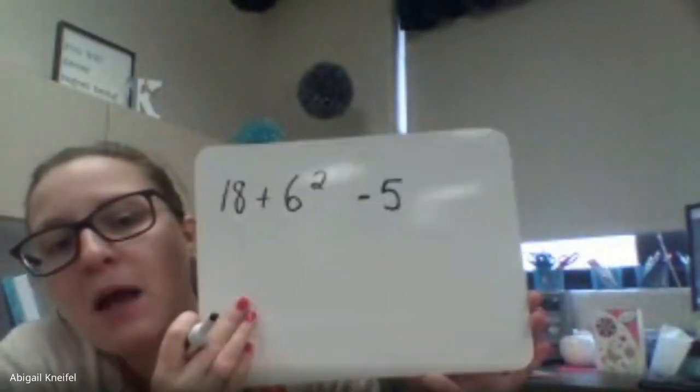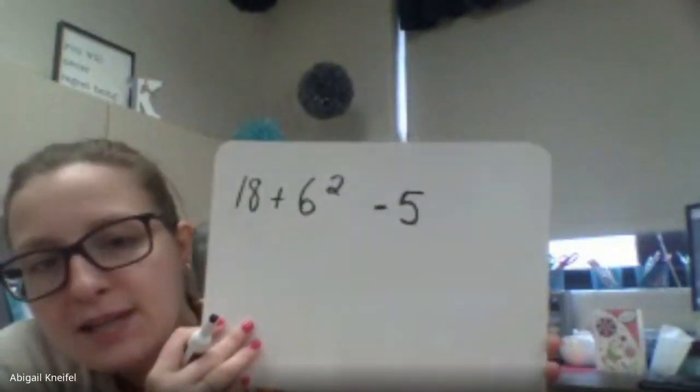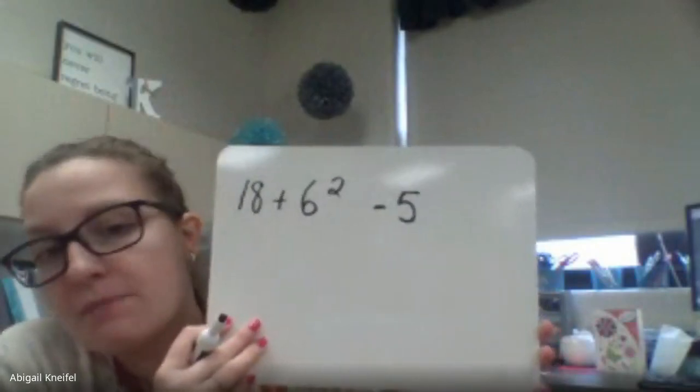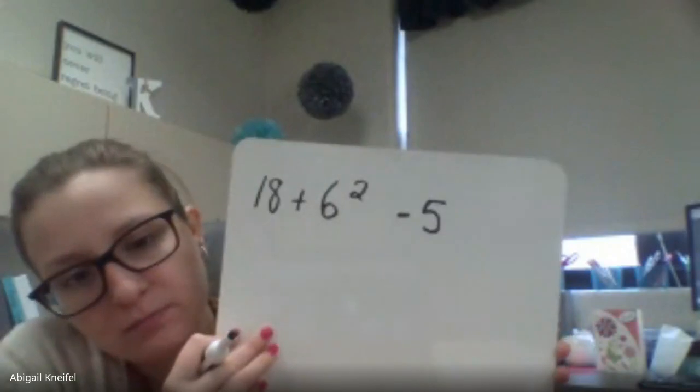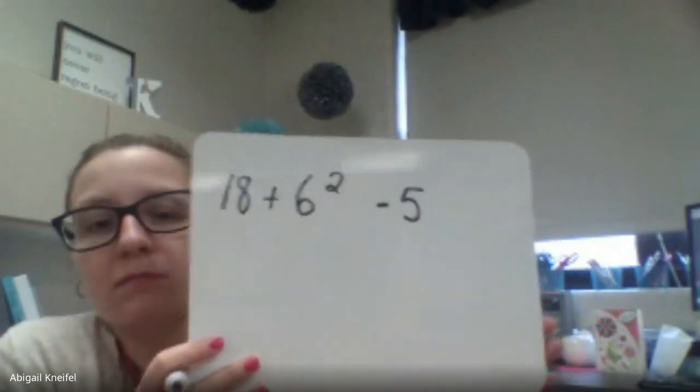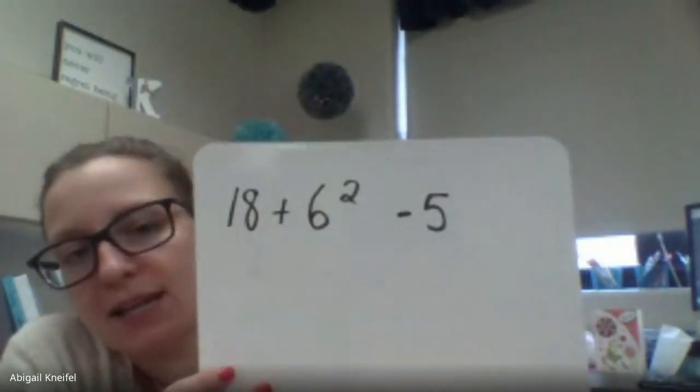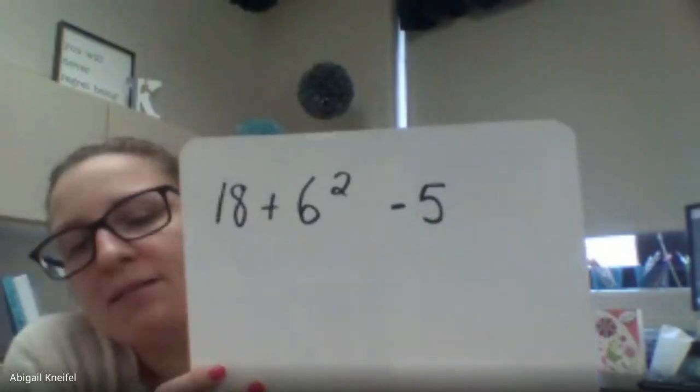Okay, this one you really got to think about. 18 plus 6 to the second power, so that means 6 times 6, not 6 times 2, minus 5. Okay? 18 plus 6 to the second power minus 5.